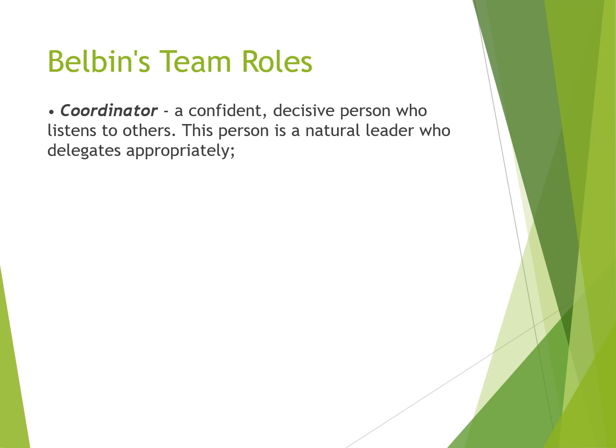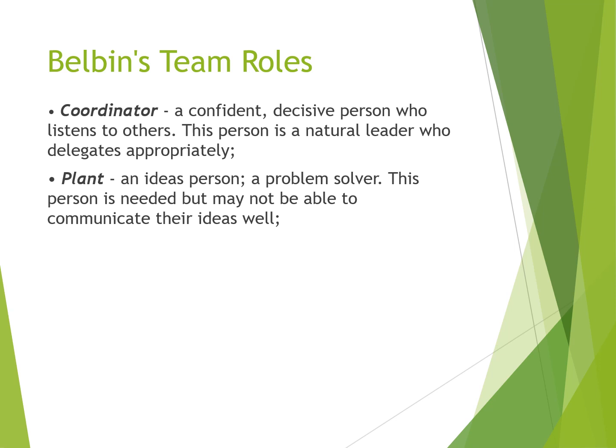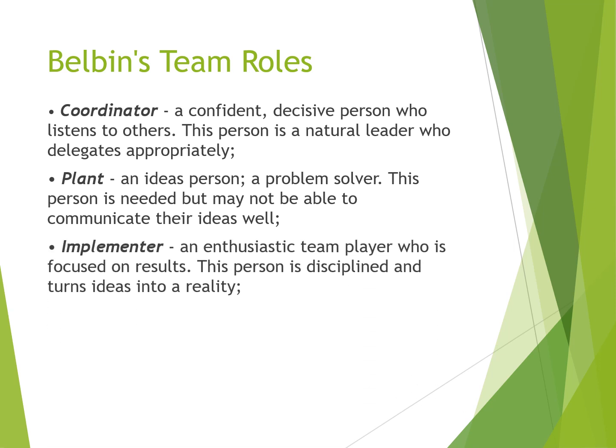The first one is a coordinator. A coordinator is somebody who is a natural leader and is able to delegate and bring everything together. They should be confident and decisive, and they should listen to others. A plant is an ideas person. They're the problem solver. They might not be able to communicate their ideas well, but it doesn't matter because they're the ideas person.